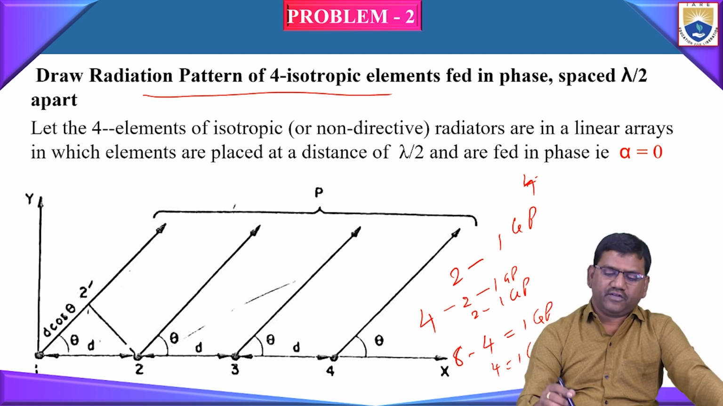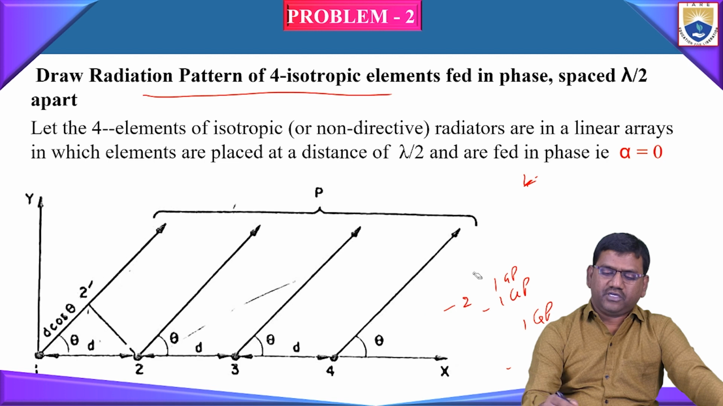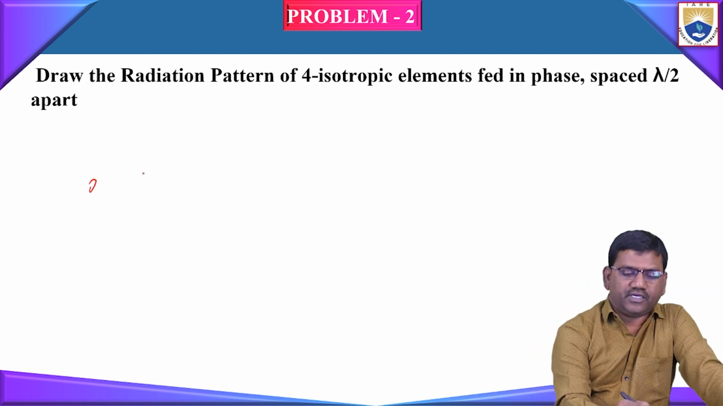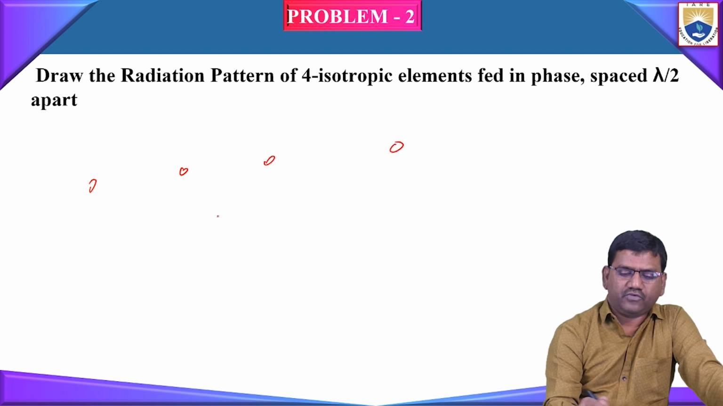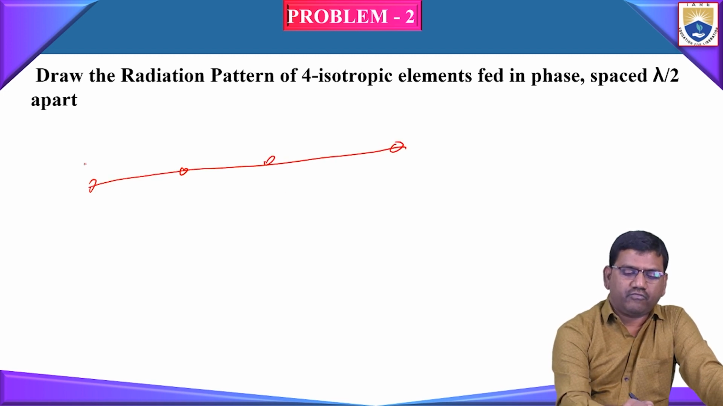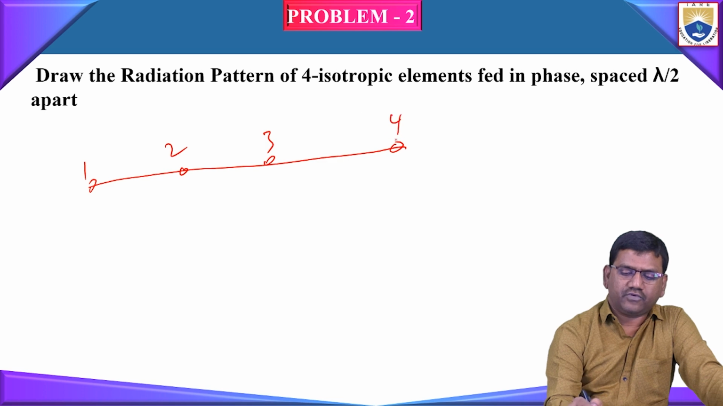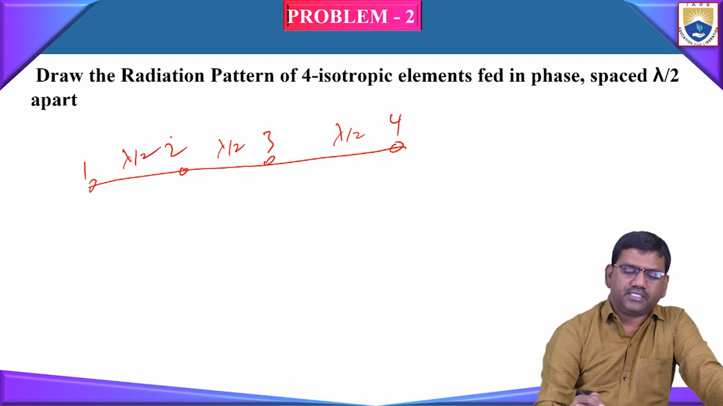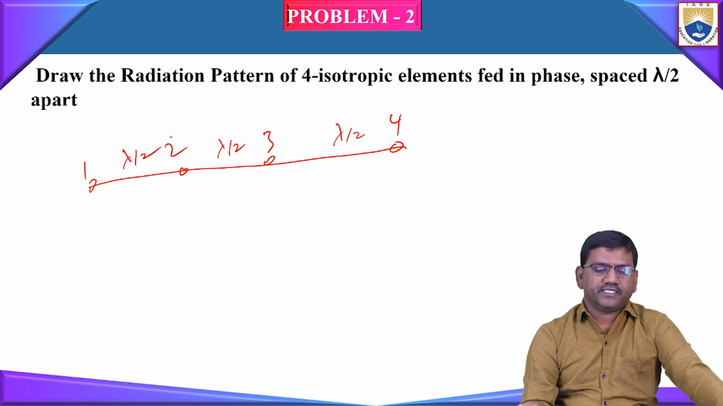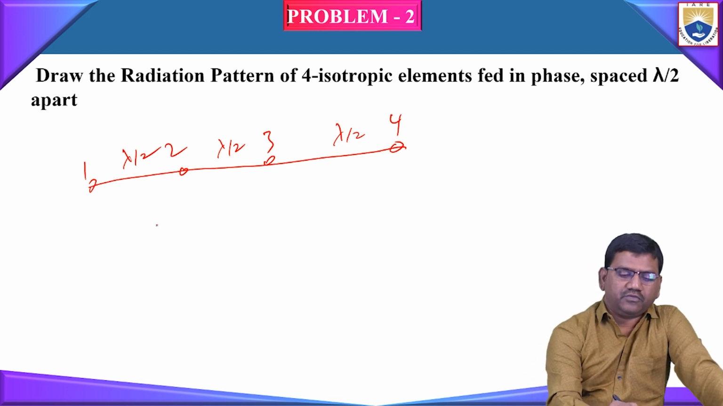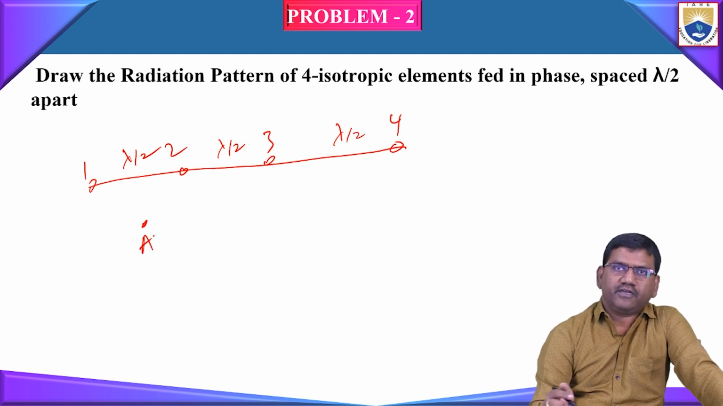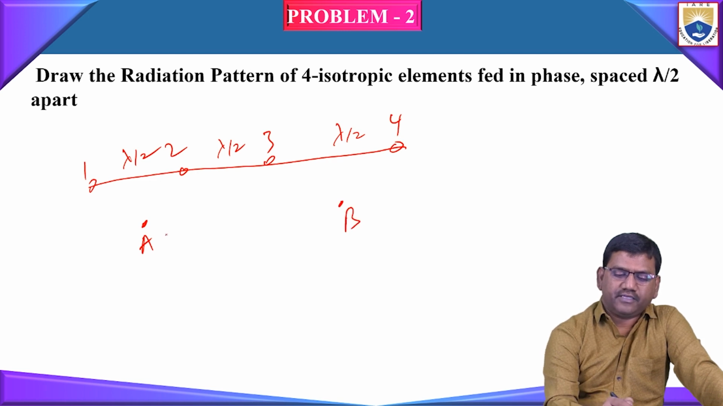So here you can see there are 4 elements, and we are going to draw the radiation pattern for these 4 elements. So here, if we take 4 elements, 1, 2, 3 and 4, the spacing between each is lambda by 2. Now we are going to combine 1 and 2 as one group pattern, call it A, and 3 and 4 as another group pattern, this is B.